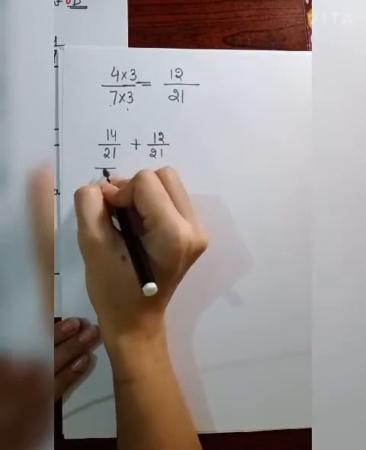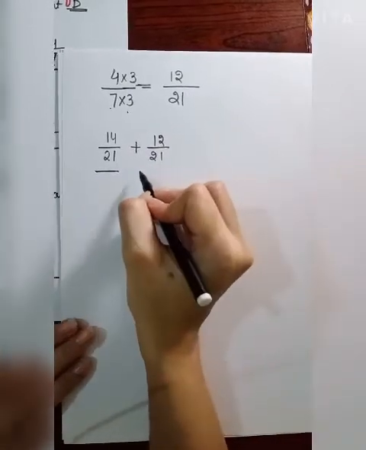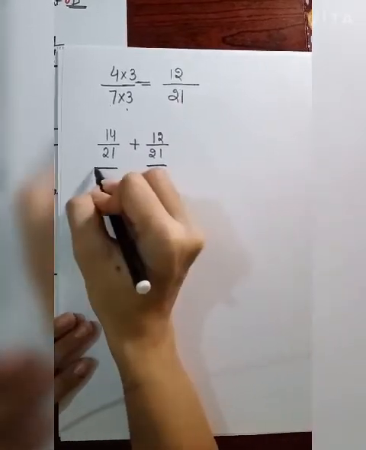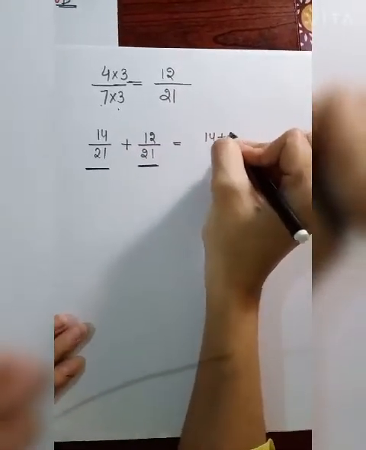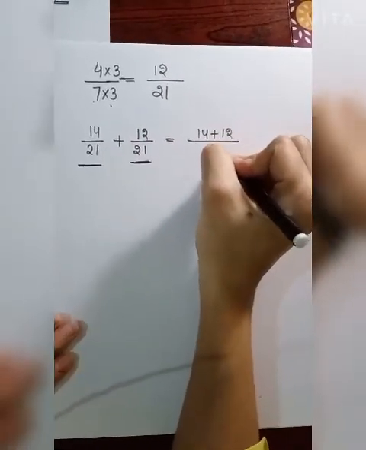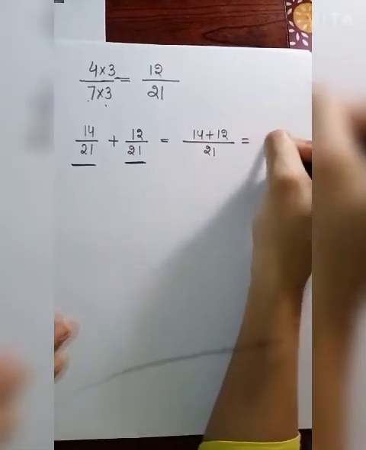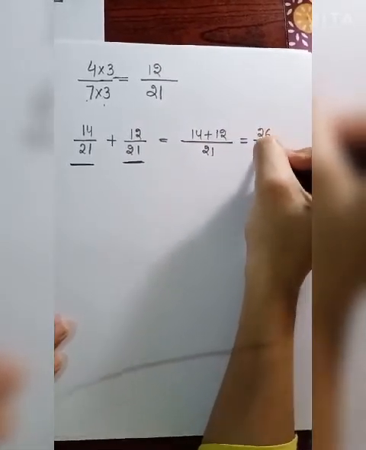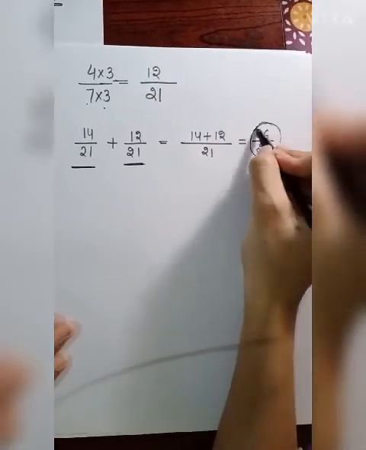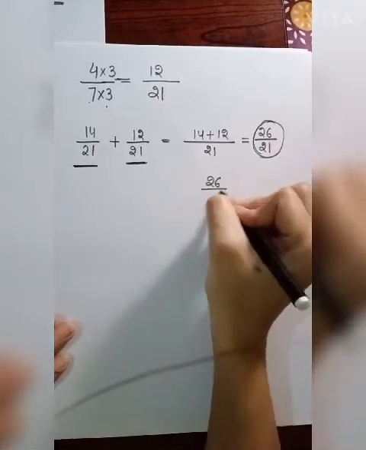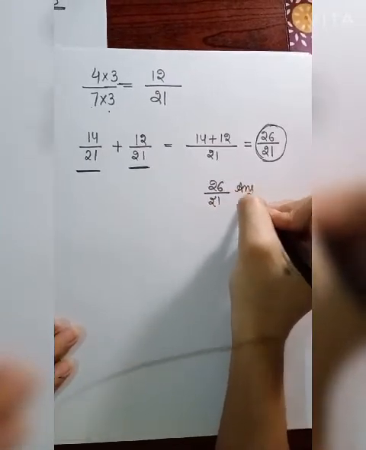Now what we have done? We have converted the unlike fraction into the like fraction. Now we have the same denominator. So we will just add the numerators. It will be 26 upon 21. And since it cannot be solved further, we will leave it like this only. This is our answer.